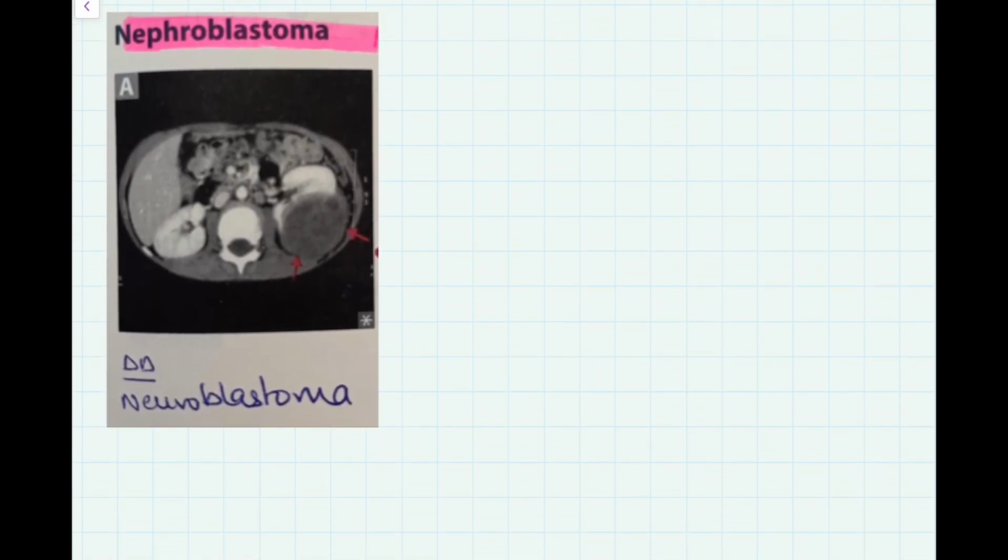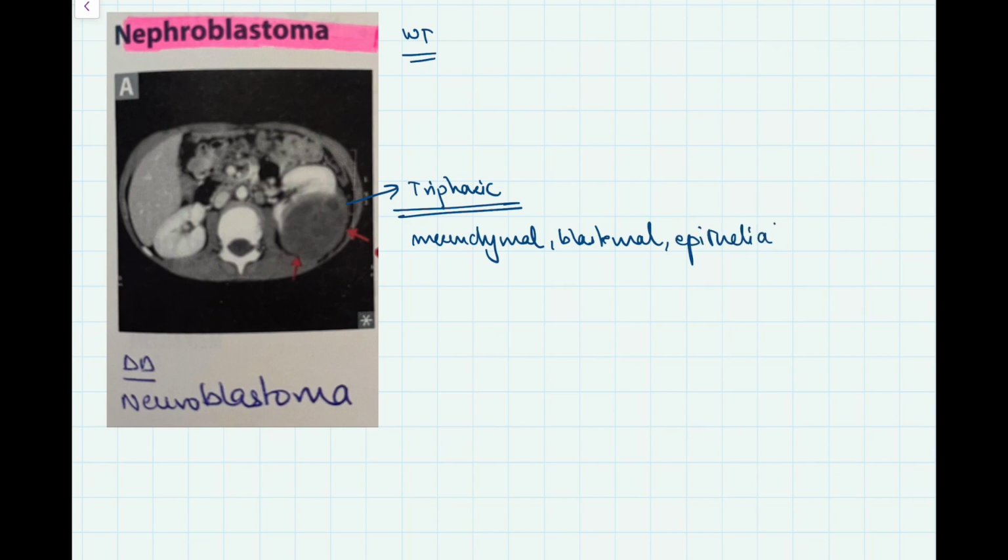Next is nephroblastoma, which is commonly called the Wilms tumor, right? And it is the most common renal tumor in children. So it basically consists of embryonic glomerular structures, right? And it is called a triphasic tumor because it consists of mesenchymal, blastemal, and epithelial contents. It most commonly presents as a large palpable unilateral flank mass, and it may be associated with hematuria and hypertension. Right? It is associated with a loss of WT1 and WT2 genes, which is on chromosome 11, and there are several syndromes which are a part of it.